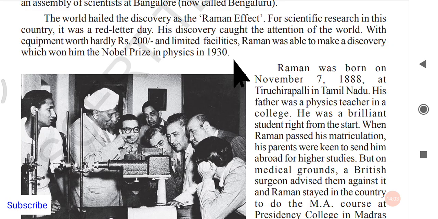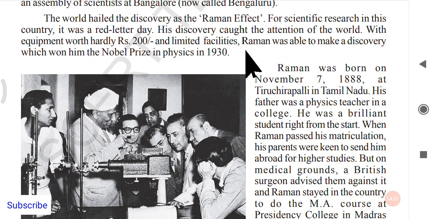See, finally, when did he win the Nobel Prize? In the year 1930. And in which field did he win the Nobel Prize? In the field of physics. And with how much cost of equipment did he do his experiments? With equipment worth hardly 200 rupees and limited facilities.